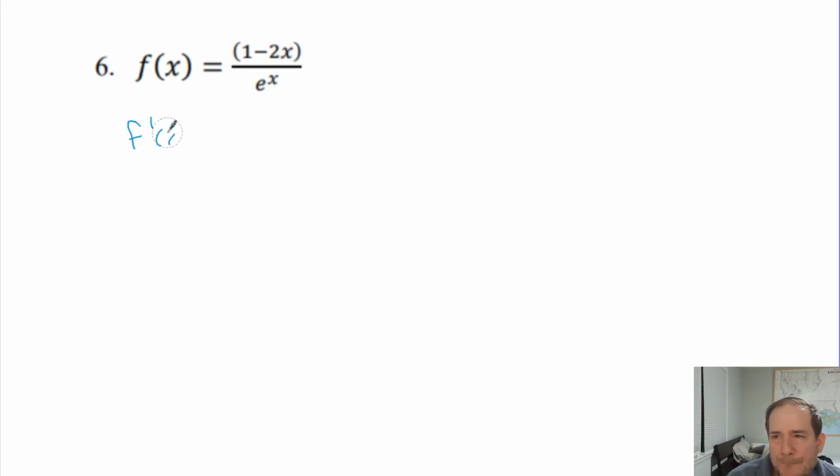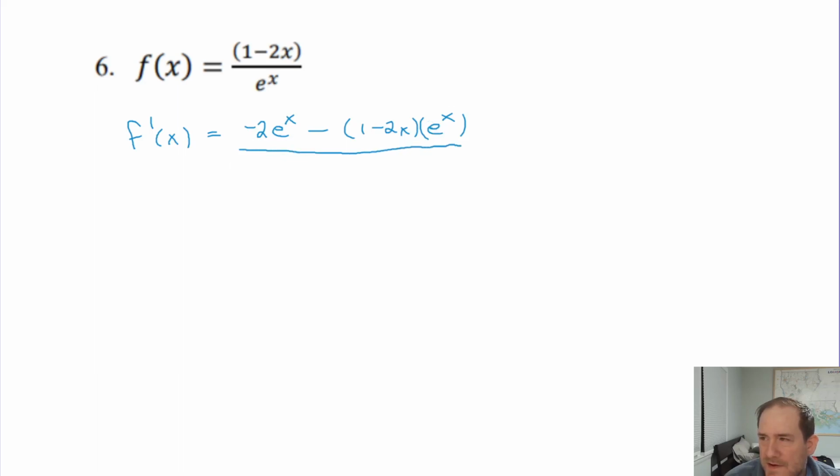we're going to get f prime. Derivative of the numerator is just negative 2 times our denominator, which is e to the x. Subtract from that 1 minus 2x times the derivative of the bottom. Derivative of e to the x is e to the x. And then in the denominator, we'll do e to the x squared. All right. So upstairs we have negative 2e to the x. Then we'll distribute the negative and we'll distribute an e to the x onto this. So we'll get minus e to the x and then plus 2x e to the x.